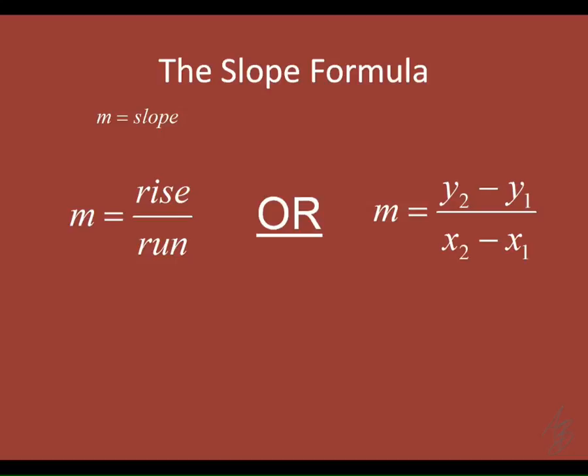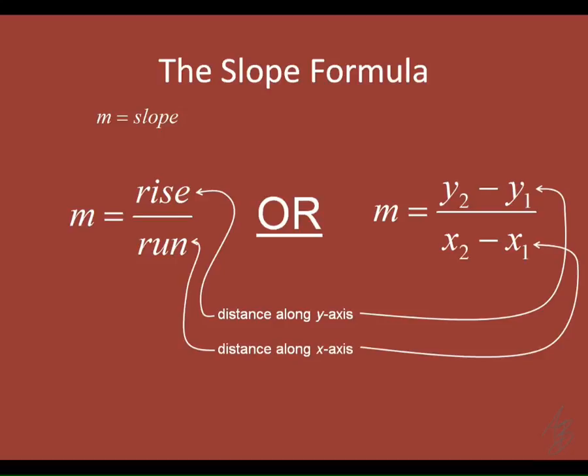I want you to notice that in both of these formulas, the rise is the distance along the y-axis, and the run, or the bottom number, is the distance along the x-axis.